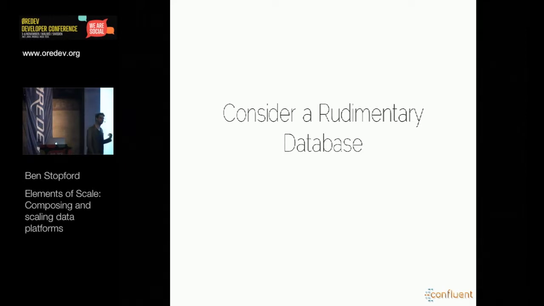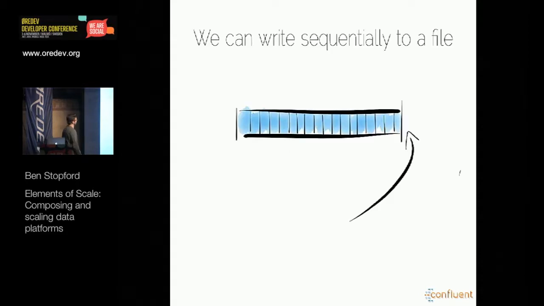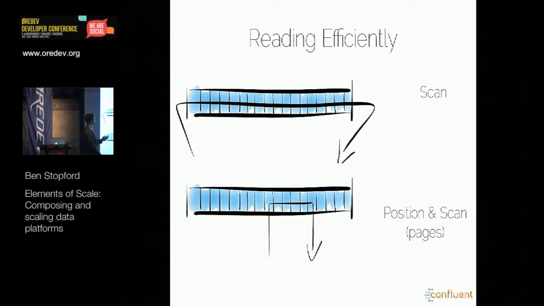So let's think about this problem from the concept of a very, very simple database. The most simple database is a file. A file's actually quite a nice abstraction in many ways. We can write to it very quickly if we append to the end of it. That's going to give us 200 megabytes per second on a standard magnetic drive, much faster if we're using PCIe. And there's a couple of ways that we might read efficiently from that file.